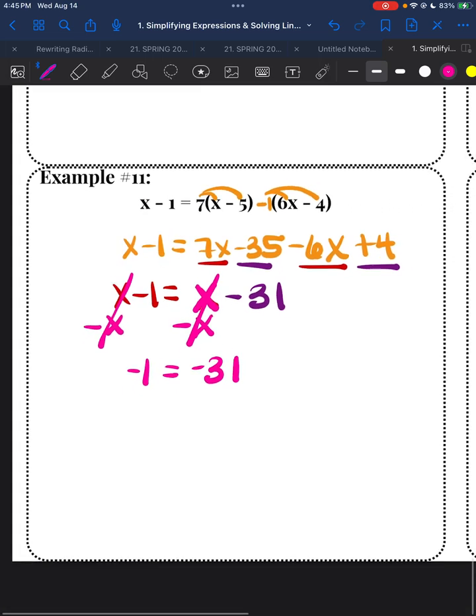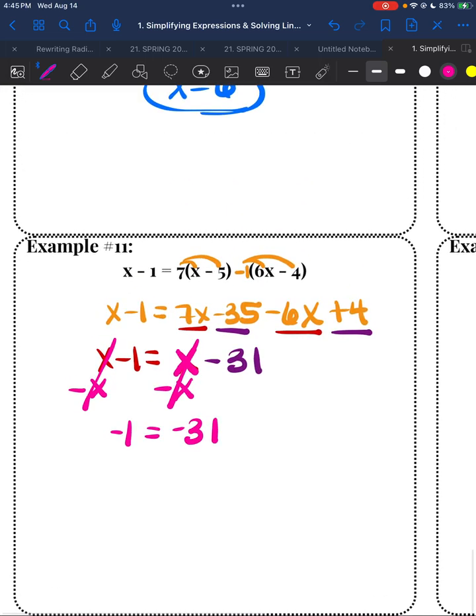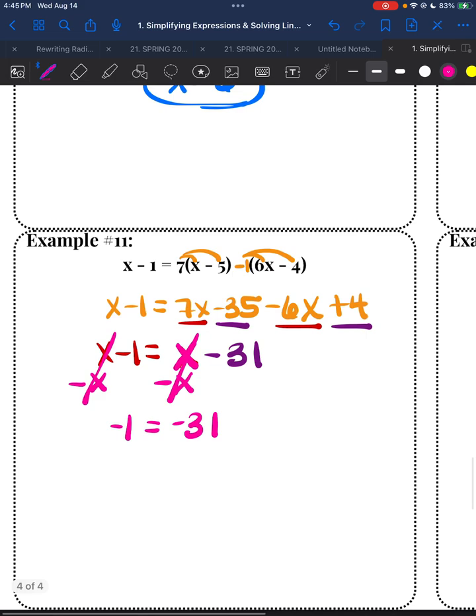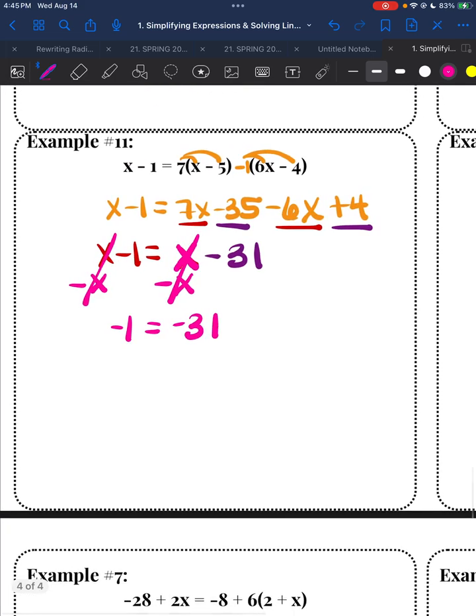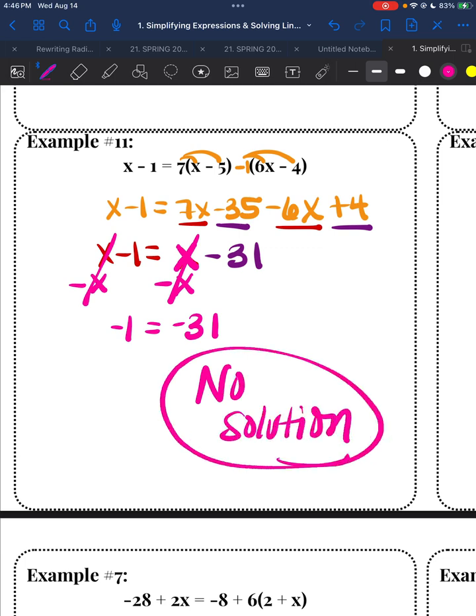So this is where we're going to stop. I'm not going to keep going. You could, but you don't have to. So at this point, if you get rid of the variable, which is what we're looking for, x, that's what solving is. If there is no longer a variable, just numbers, just constants, then you have no solution. You need to have a variable to have an answer.